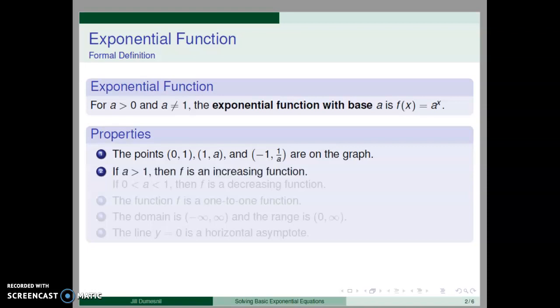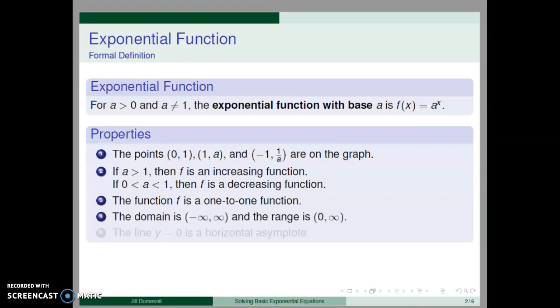If a is greater than 1, then the function is increasing, and if a is a fraction between 0 and 1, the function is decreasing. In either case, the exponential function is a one-to-one function. The domain of the exponential function is all real numbers, and the range is all positive real numbers. Finally, the line y equals 0, or the x-axis, is a horizontal asymptote of the graph.